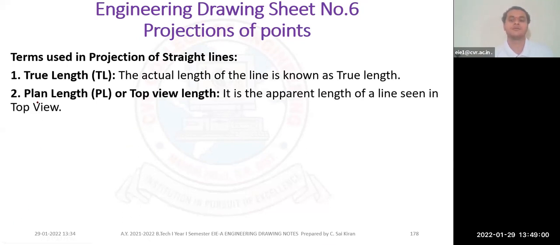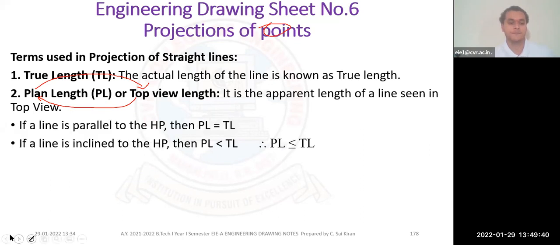Next, plan. When we were discussing the projection of points, I told you that the top view is also called plan. So in the problem, they'll ask to show the plan length. In the exam, they show the plan length. Plan length is nothing but the top view length. And I also told you about elevation length. This elevation length is called the front view.